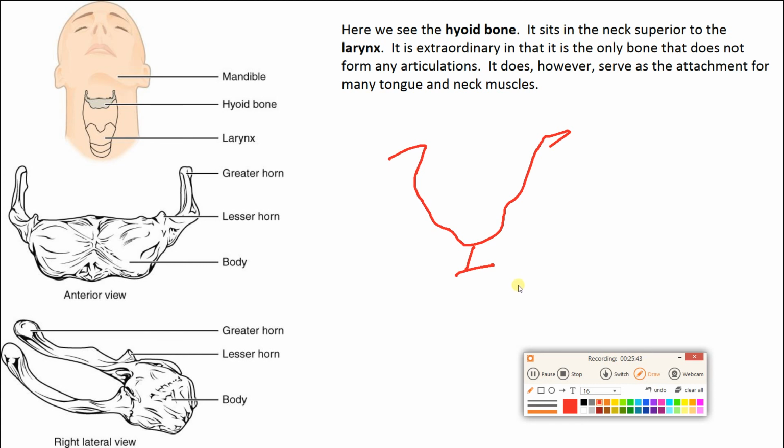Someone thought it kind of looked like that, maybe. This bone is going to sit just above your larynx. So if you find your Adam's apple, you go up above it, you can find this bone. You can actually palpate it. Just don't palpate it too hard. It is a crazy bone in that it forms no joints, no articulations. It doesn't attach to any other bones. No, it does attach to the cartilage of the larynx, and it does attach to a lot of tongue and neck muscles. So it's not like it's floating in there or anything.